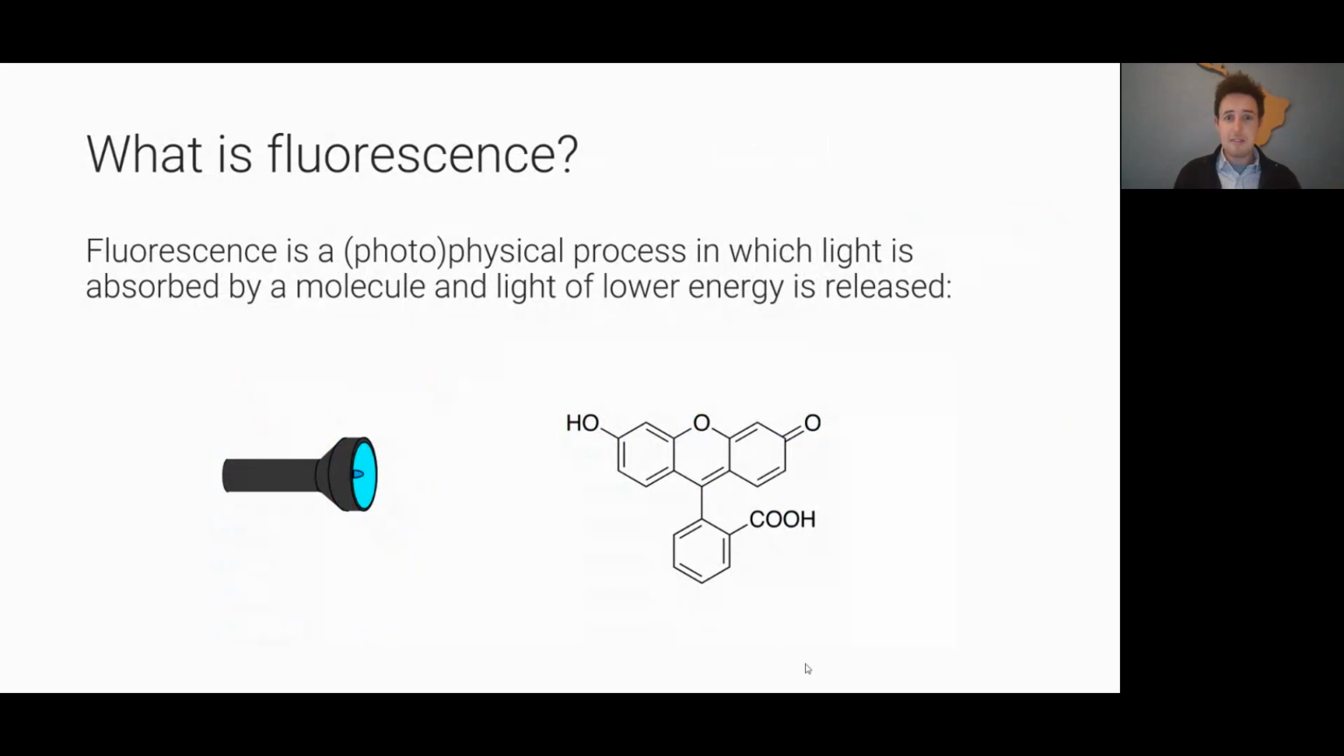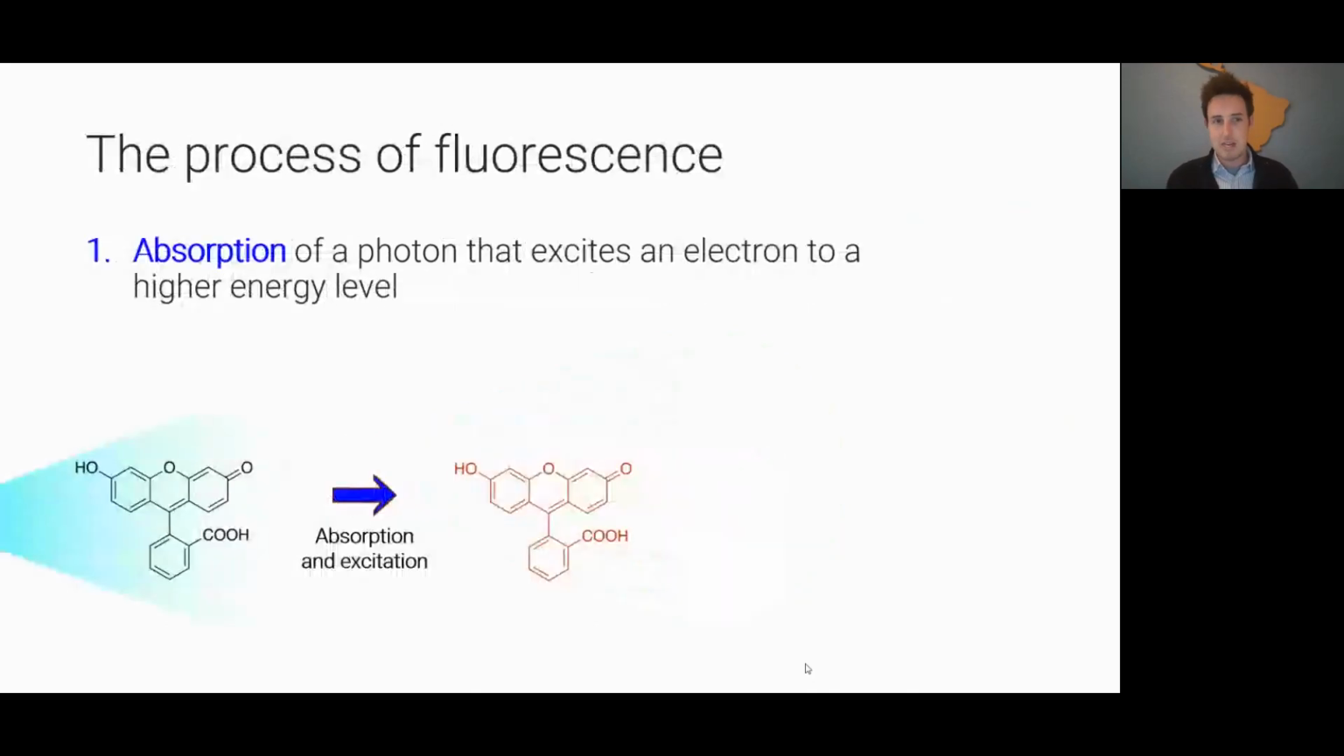So what is fluorescence? It's a photophysical process, and at its simplest is where light is absorbed by a molecule and then light of lower energy is released. So here's an example of a molecule called fluorescein, and when we excite it with light in about the 480 nanometer region, we get fluorescence of a particular color. In this case, it's green.